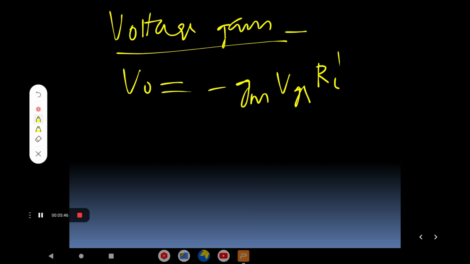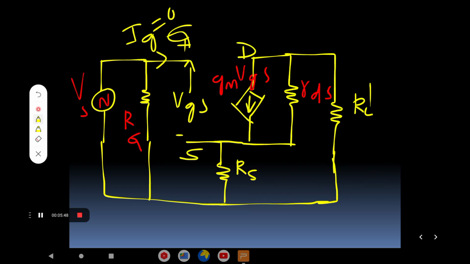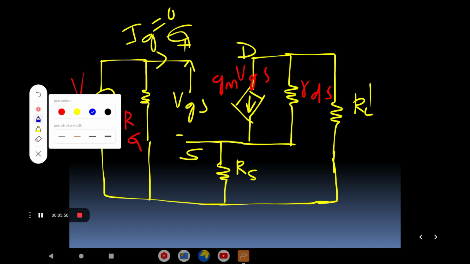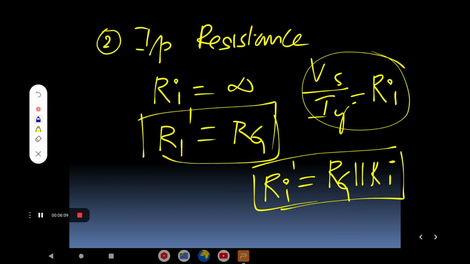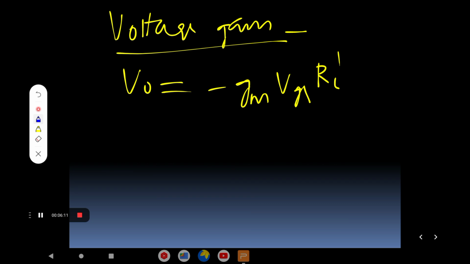That means I will consider this current to be a very negligible current. Here I will assume that a low current flows through RDS. Therefore, that's why I will neglect this current. Therefore, this is the formula for voltage gain now.